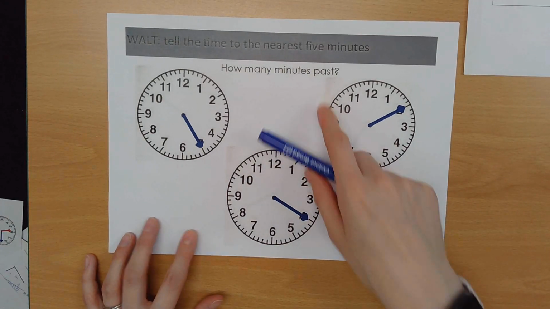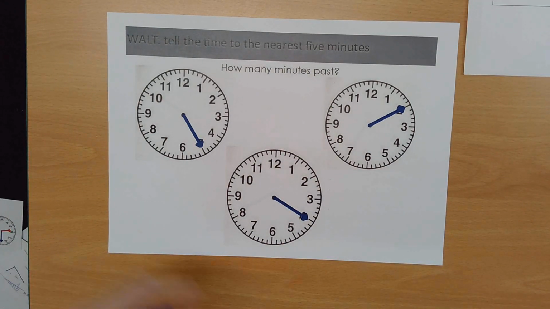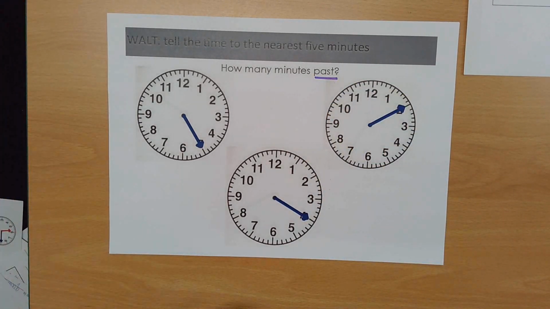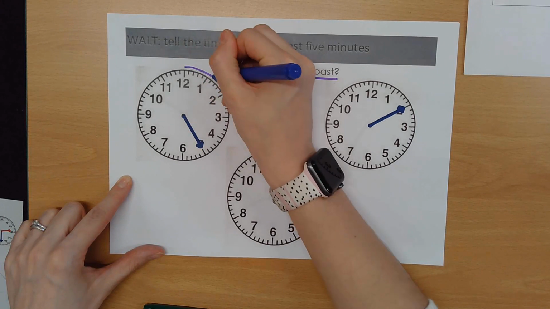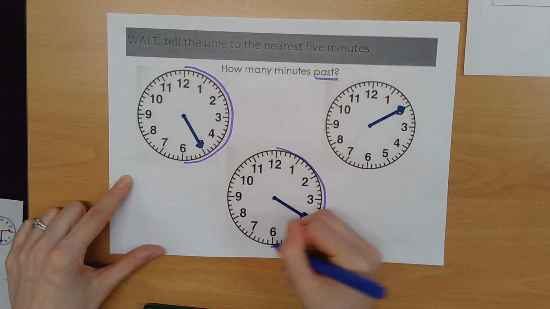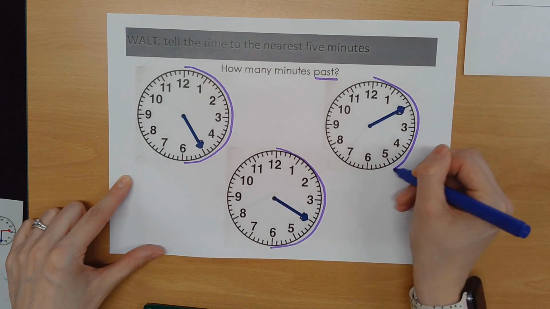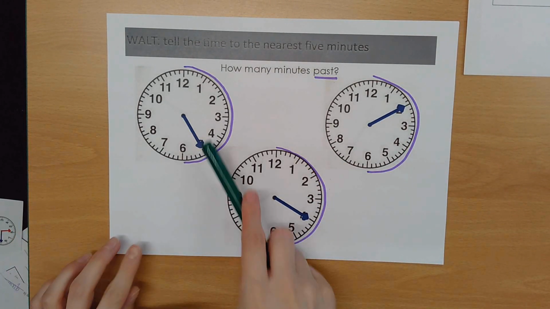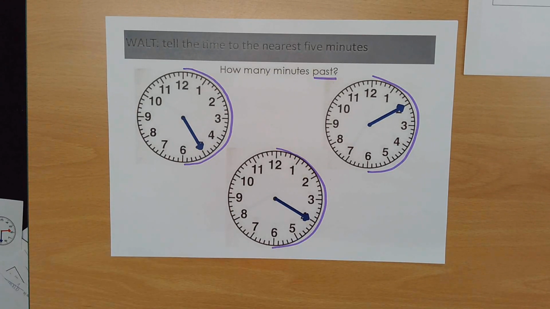So we're going to look at past first. So I'm just going to underline that. So when it is past, I'm looking at this side of my clock. Okay? So I'm just going to label that to help you. We're looking at past, okay? So how many minutes past? I haven't put the hour on there because we're just going to focus on the minutes now to help us.